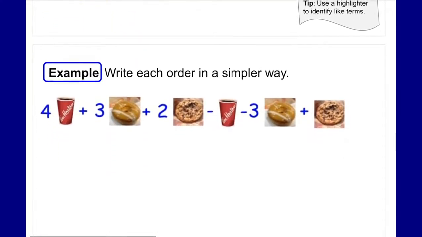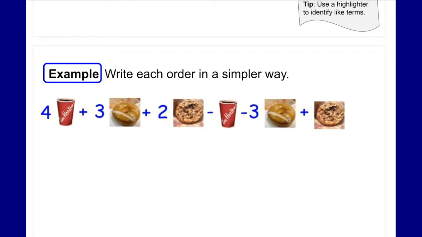If I look at the next one, it's a little bit more complicated because now I have multiple variables. 4 coffees plus 3 donuts plus 2 cookies minus a coffee minus 3 donuts plus a cookie. Again, let's go through and underline or find our like terms. 4 coffees minus a coffee. There's no other coffees. 3 donuts minus 3 donuts. And 2 cookies plus 1 cookie.